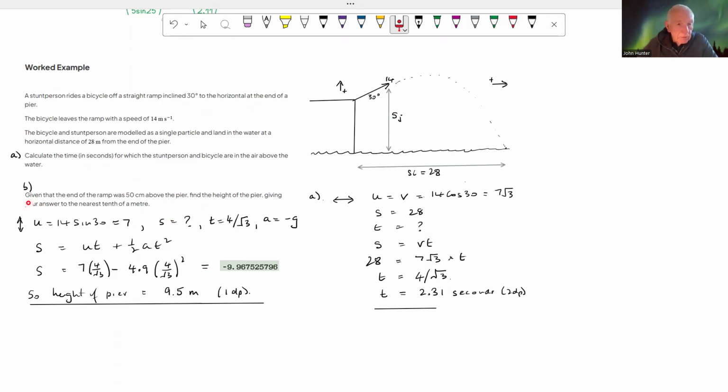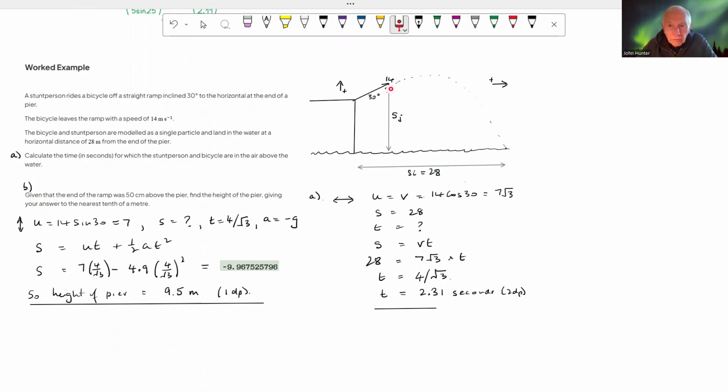So here we go. Given that the end of the ramp was 50 centimeters, half a meter, above the pier, find the height of the pier, giving your answer to the nearest tenth of a meter. So really what's happening is at the end of the ramp here, it's going down there.